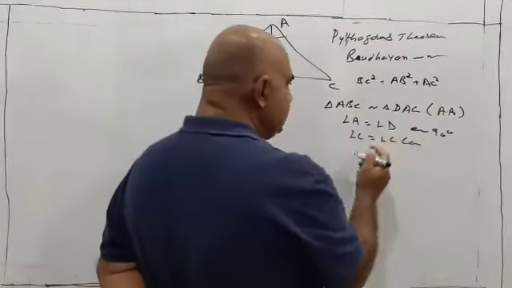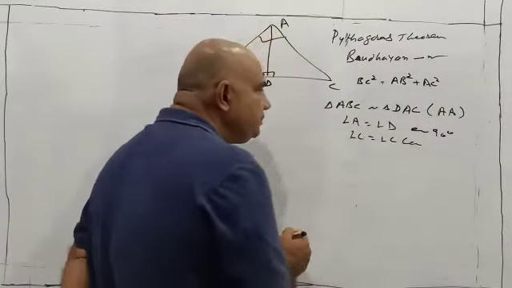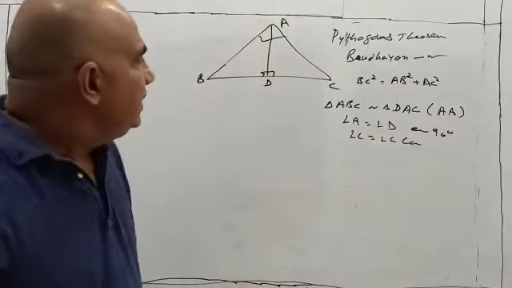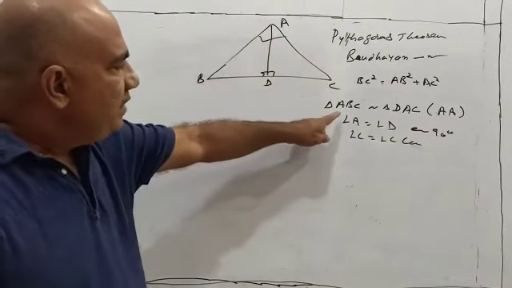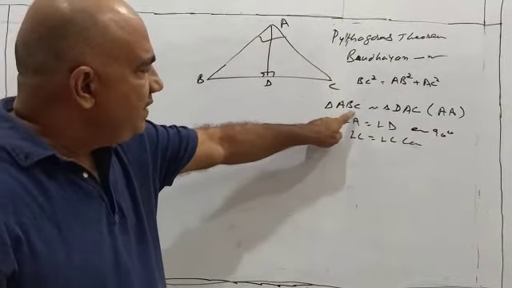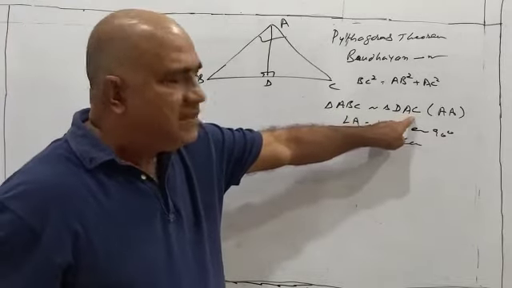Now since these triangles are similar, what we can do is, see, I need to find out AC square. From these two triangles, if I see, I have AC in this and AC side in that.